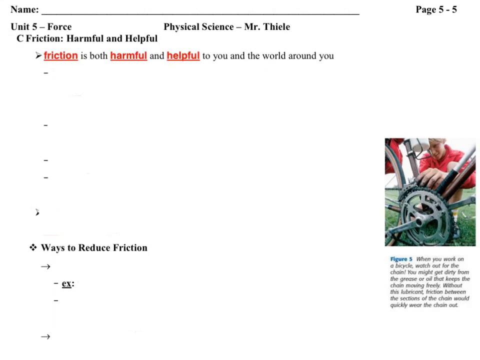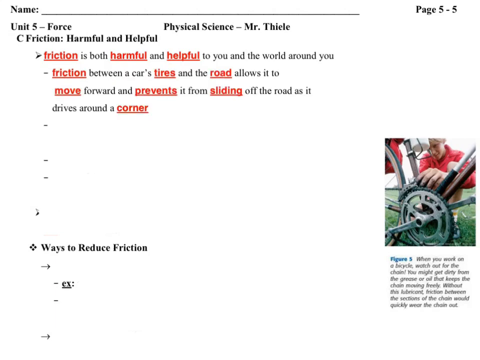friction can be helpful. There are many examples, but one example is that friction between a car's tires and the road allows the car to move forward and also prevents the car from sliding off the road as it drives around a corner. So obviously those are two helpful things, where the friction between the tire and the road actually allows the car to move itself forward and prevents the car from sliding off the side of the road. Now, give an example where friction can be a harmful thing.